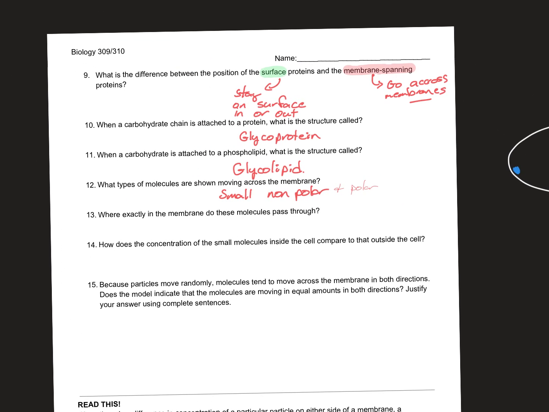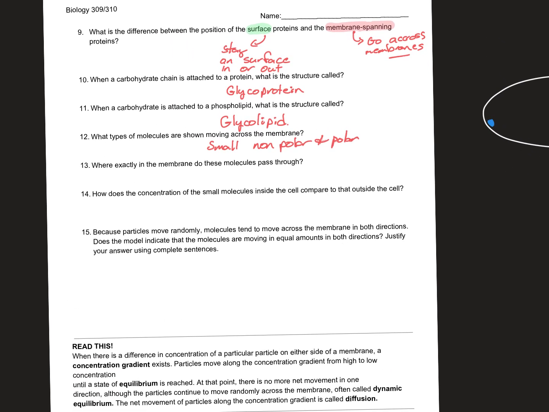So what's an example of a small polar molecule that crosses a membrane, although it's not as easy as a nonpolar one? Water, right? Water does cross the membrane, but it does it slowly. Where exactly in the membrane do these molecules pass through? In between the phospholipids in the bilayer.